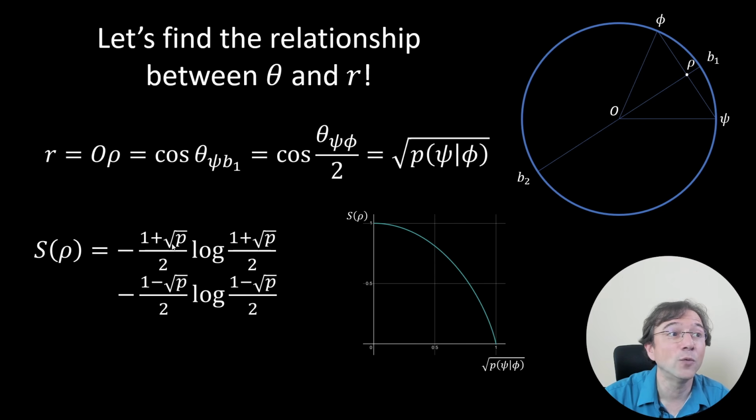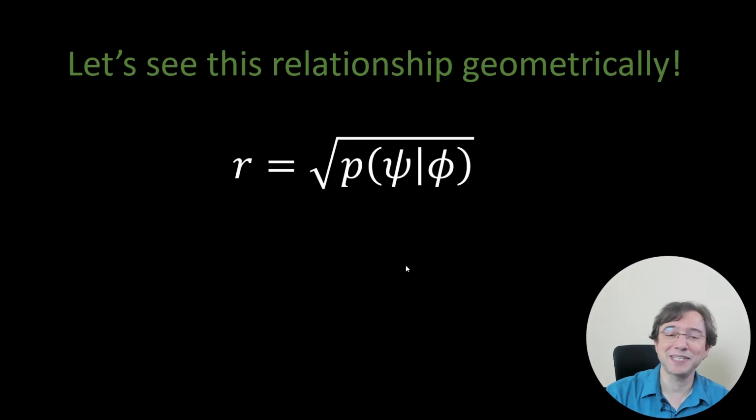Instead of r, we just have the square root of the Born rule. And therefore, we have a one-to-one map between the square root of the Born rule and the entropy. And so we can go back and forth. So again, this relationship is very simple. So we should see why this relationship exists geometrically. Why do we have that?